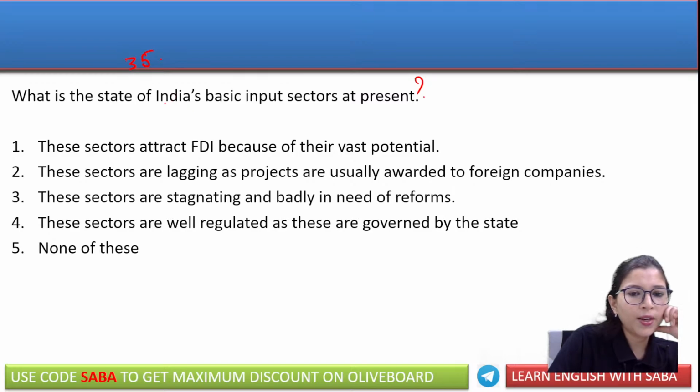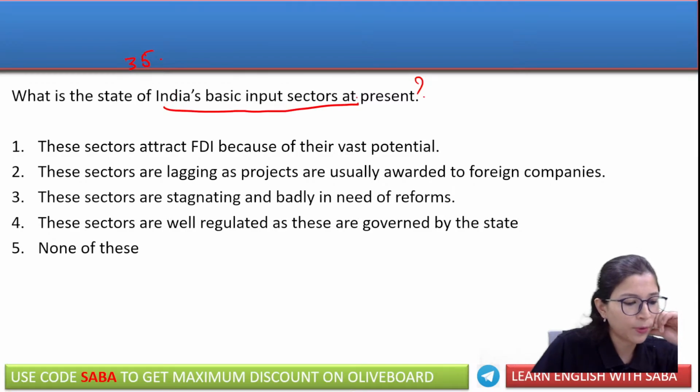What is the state of India's basic input sectors at present? Basic input sectors.